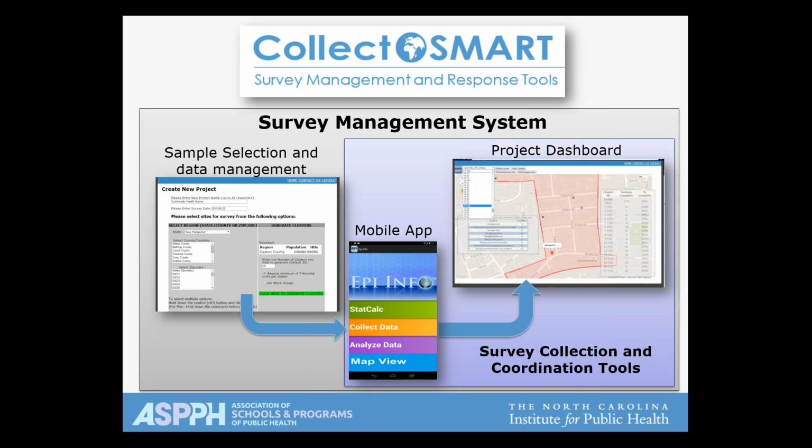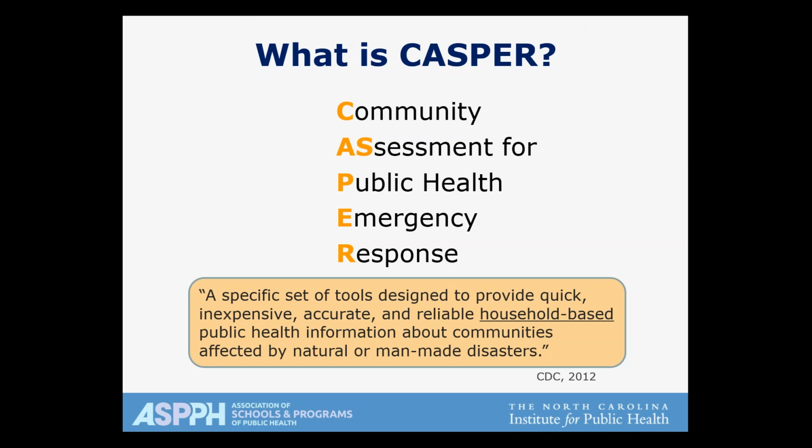Before diving too much into the details of CollectSmart, though, I want to talk about a versatile survey method that CollectSmart is particularly suited for and which really served as our foundation for this work, and that's CASPER. So what is CASPER? CASPER is a sampling method that the Centers for Disease Control has created called the Community Assessment for Public Health Emergency Response. Their definition for it is there at the bottom of the screen, and what it really is, is household surveys with people in disaster-affected areas using a specific sampling method.